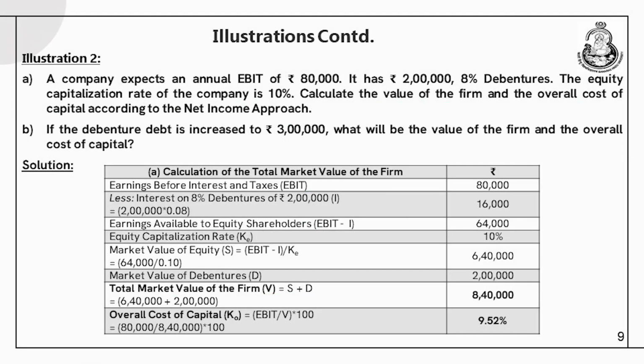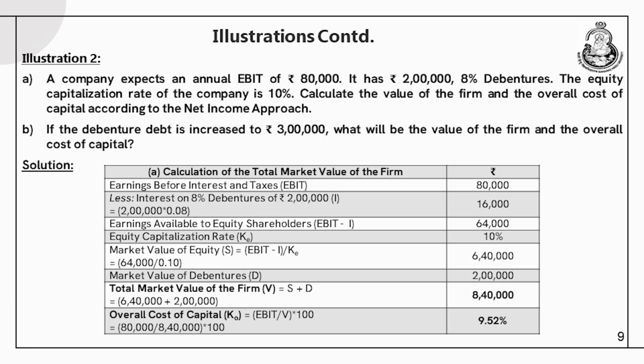So, let us move to the next question. A company expects an annual EBIT of rupees 80,000. It has 2 lakh of 8% debentures. So, EBIT is given as 80,000, it raises rupees 2 lakhs, and the rate of interest it is paying on the debentures is 8%. The equity capitalization rate of the company is 10%, so KE is given as 10%. You have to calculate the value of the firm and the overall cost of capital according to the net income approach. This is the first part of the question.